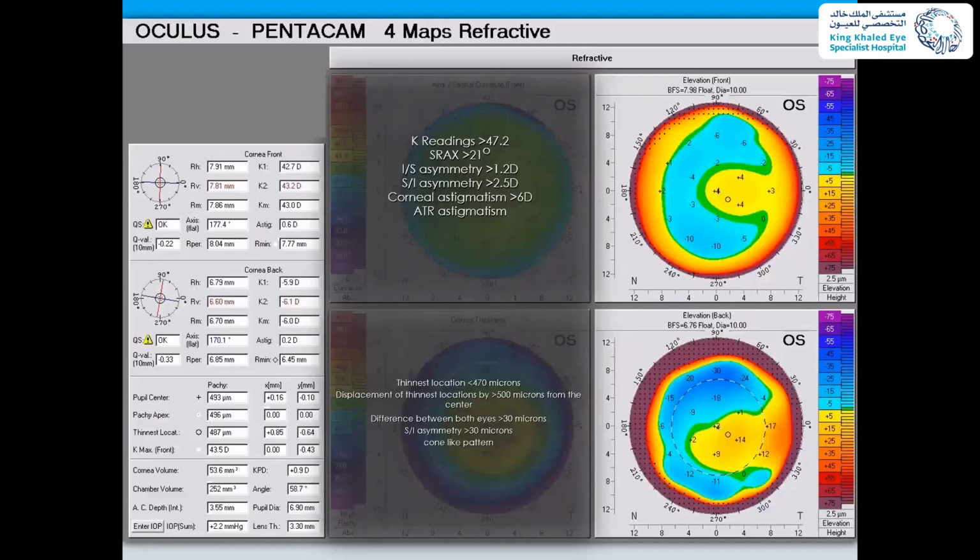So the thinnest location is less than 470 micron. Displacement of the thinnest location by more than 500 micron from the center. A difference between both eyes of more than 30 micron. A difference of more than 30 micron between inferior and superior. And a cone-like pattern or a bell-shape-like pattern means it is suspicious.